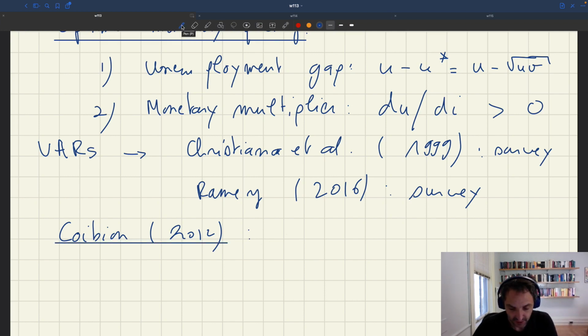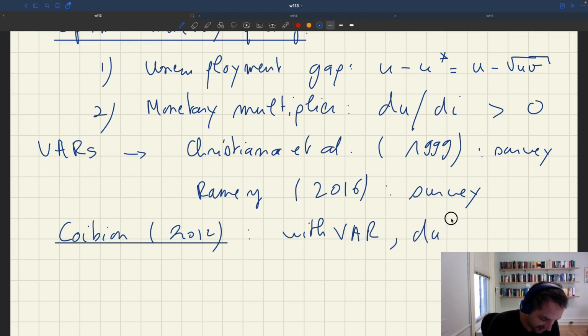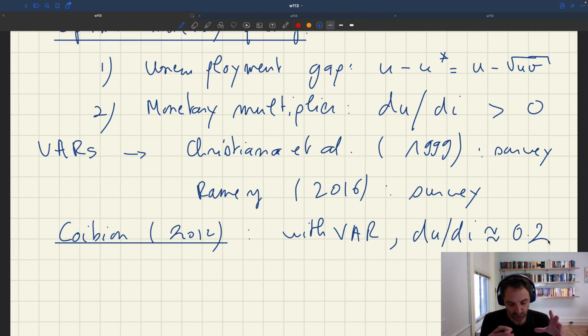Coibion runs a bunch of VARs, and with a VAR he finds du/di of about 0.2. That means that when you increase the nominal interest rate by 1 percentage point, the unemployment rate is going to increase by 0.2 percentage point. If you go back to the Christiano et al. survey and Valérie Ramey's survey, that's in the ballpark of what people have found using VARs.